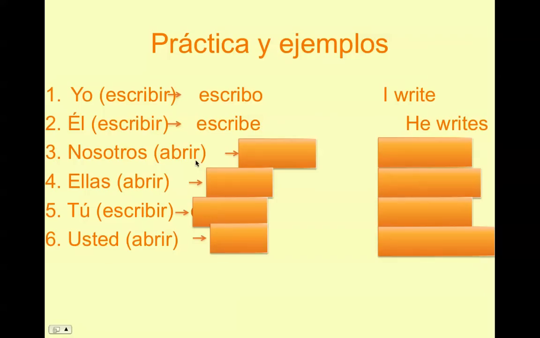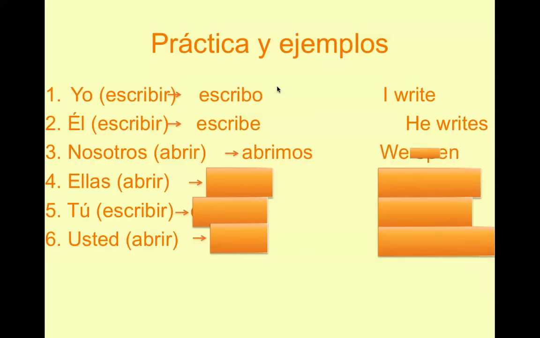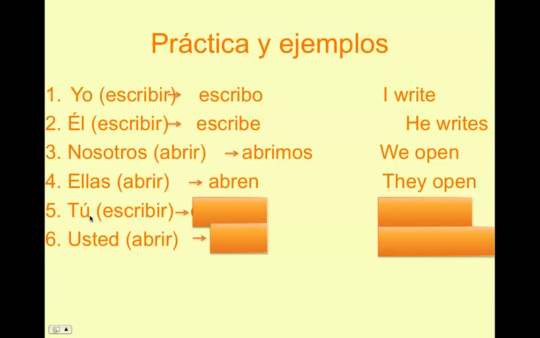Nosotros and abrir. Okay, the verb abrir means to open, so we're going to try to say we open. You take off the IR and then you add the nosotros ending. It is abrimos, and that means we open. Here's the same verb, to open. We're going to talk about they, so they open, ellos. You take off the IR and you add an EN, so it's abren, they open.